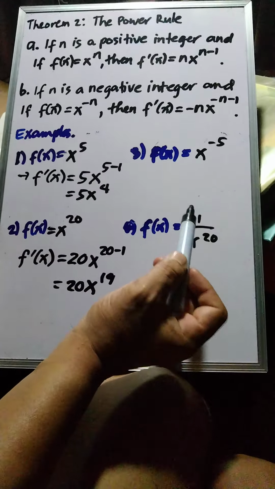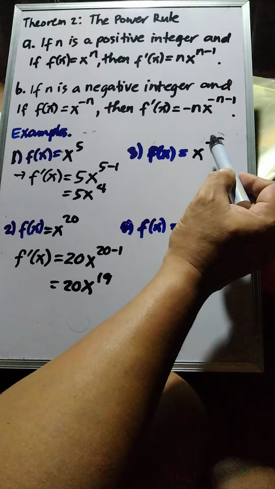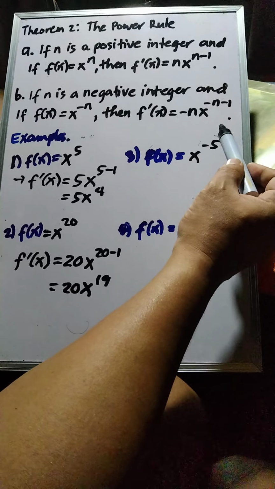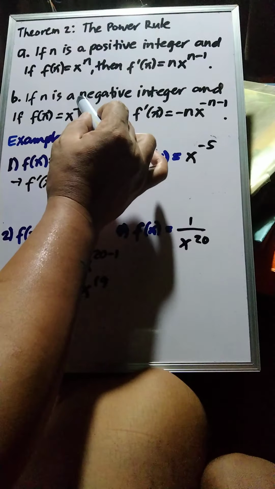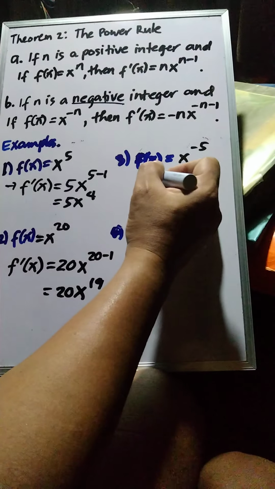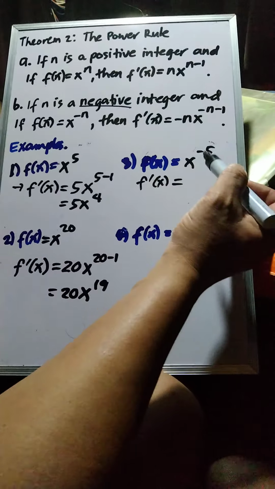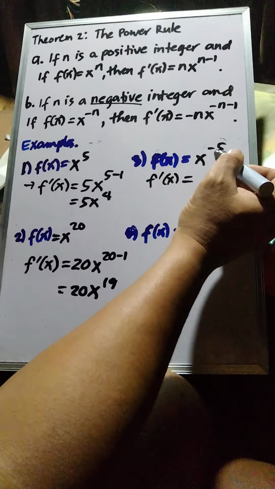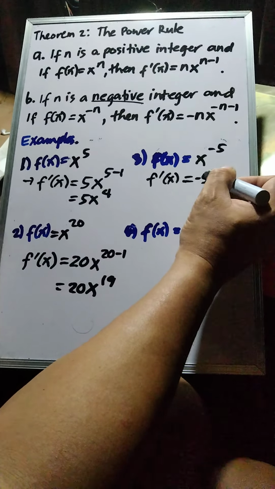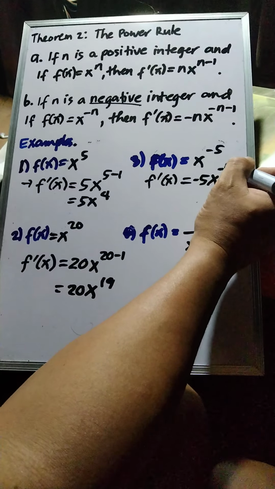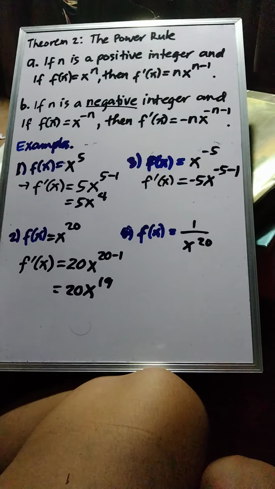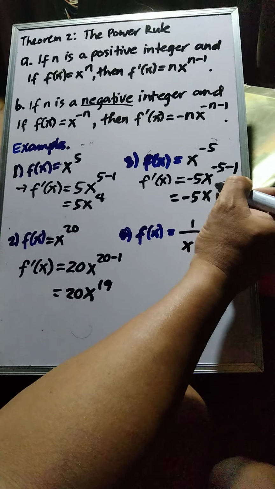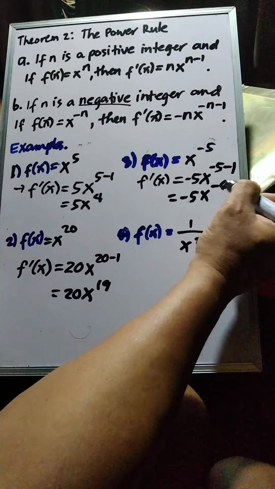So, let's try example number 3. F of x is equal to x to the power of negative 5. So, it is very clear that it belongs to the power rule where its exponent is negative. Okay, so simply, we can have its derivative as f prime of x. It is just the same as what we did in examples 1 and 2. So we copy the exponent negative 5 and we write that to its left side. Then x, we copy the variable, then minus 1. Okay? So you have negative 5 x to the power of negative 5 minus 1, that is negative 6.